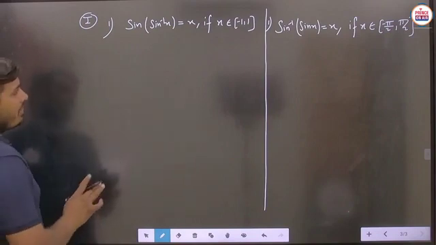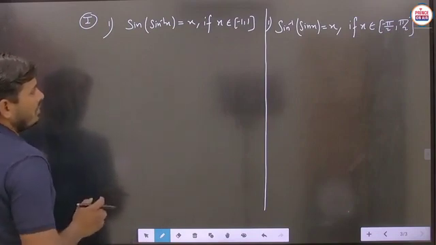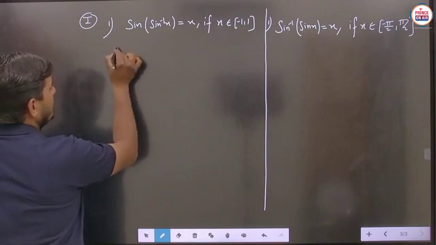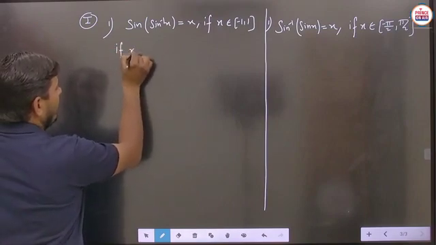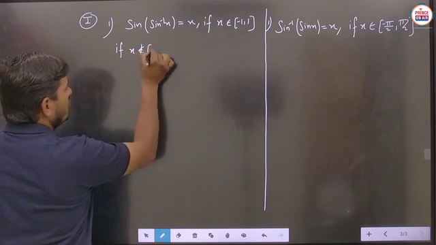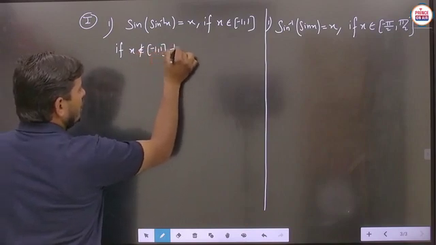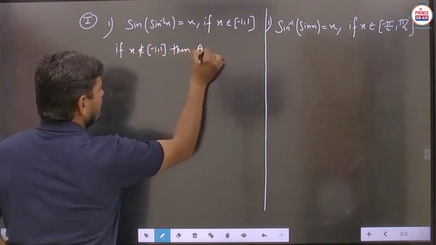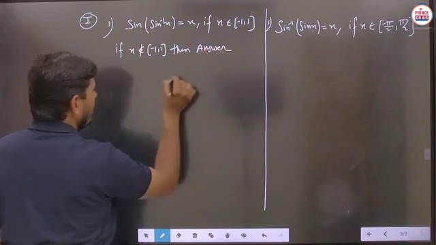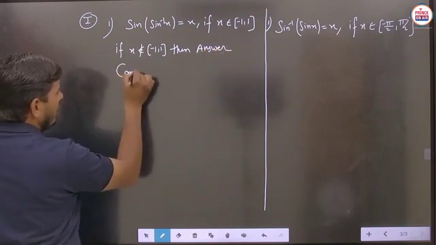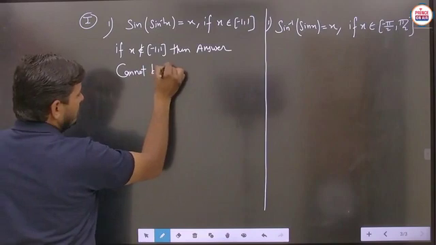In this case, one more thing we have to say: if we are writing this and x does not belong to -1 to 1, then the answer cannot be determined.